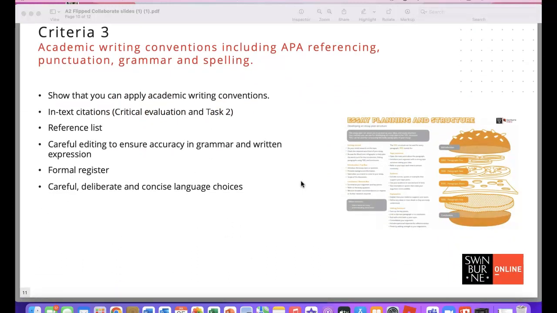Criteria 3 is focused on academic writing, so it's really important that you do use appropriate academic writing and really think about your structure, your reference list. This is all part of the criteria that you're being marked against. So if you have got an amazingly structured reference list, then that's just going to be some easy marks to you towards your final grade.